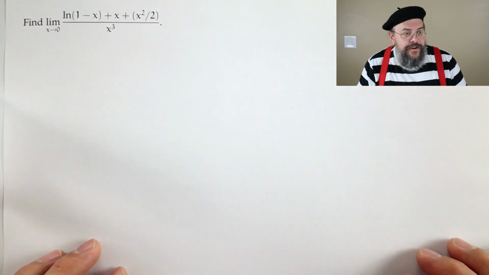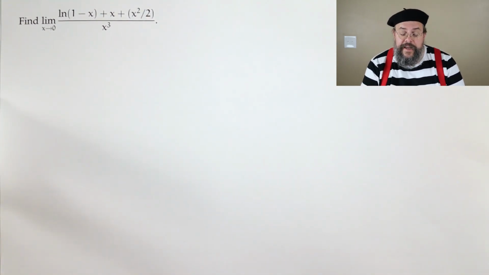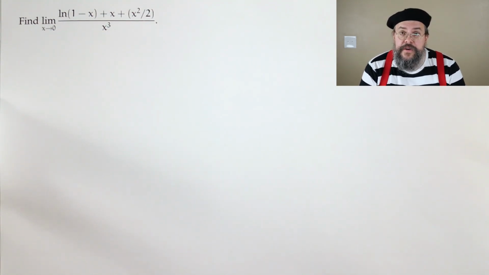All right. Well, let's do another problem. So, find the limit as x goes to 0, natural log of 1 minus x plus x squared over 2, all over x cubed.